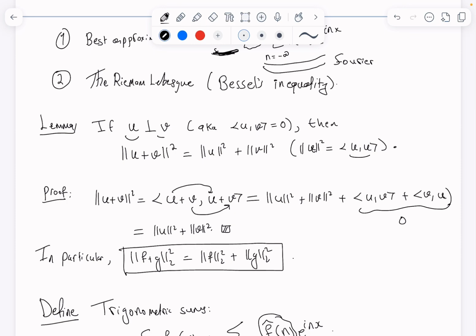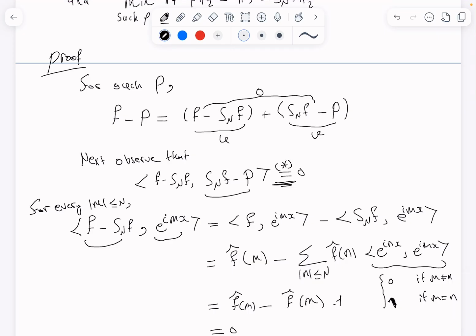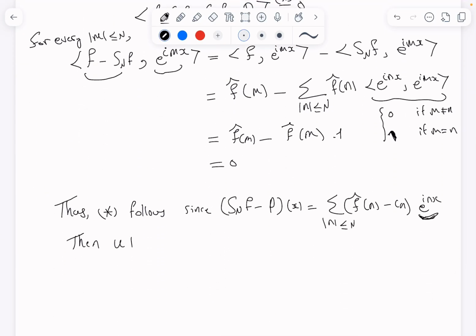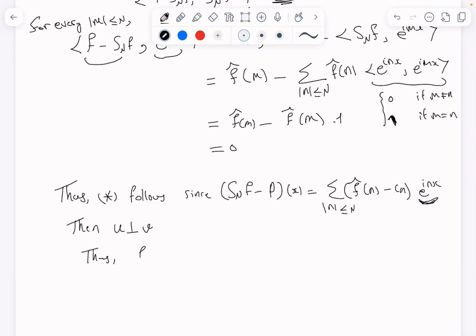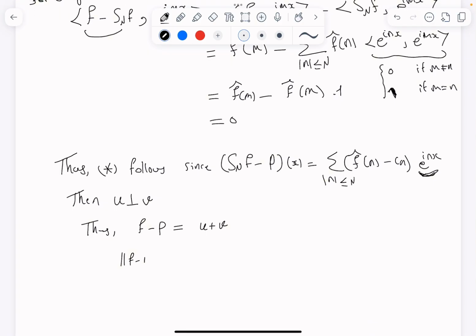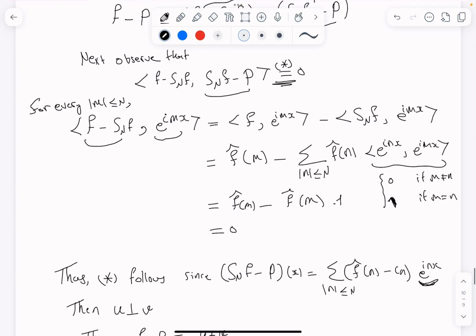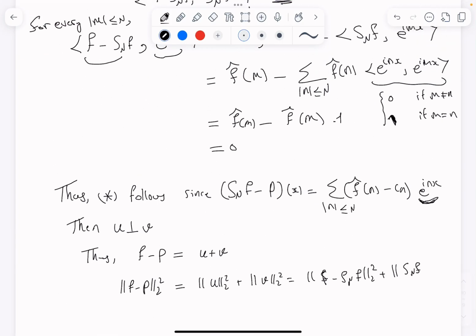So now we have two quote-unquote objects or vectors that are orthogonal to each other. So we have this Pythagorean property. So if we call this u and this v, then u is orthogonal to v because the inner product is 0, and thus f minus p, which is u plus v, has the property that its norm squared equals the norm of u squared plus the norm of v squared, which is the norm of the first object, f minus snf squared, plus the norm of the second object, snf minus p squared.